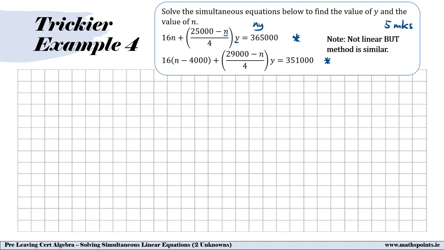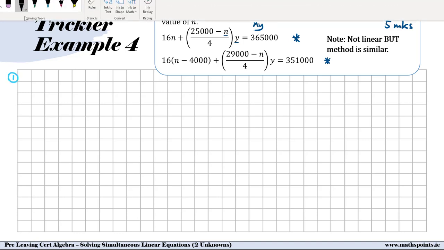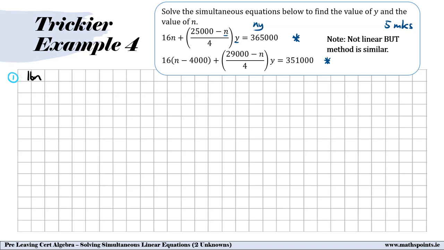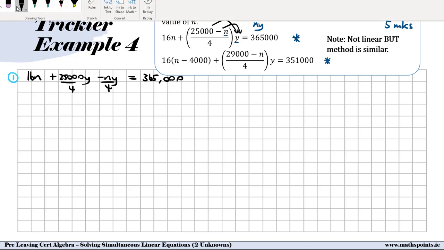The method is so similar though that I just wanted to show the example here, and we'll see how it reduces to a simultaneous equation similar to the ones we've done previously. So as I write down the two equations, I'm going to multiply out the brackets. So I have 16n, so 25,000 over 4 times y, which gives me plus 25,000y over 4. And then I have minus n over 4 times y, which gives me minus ny over 4. And this is all equal to 365,000.